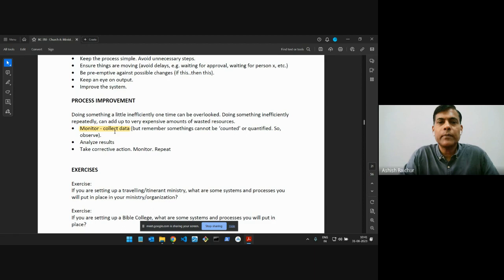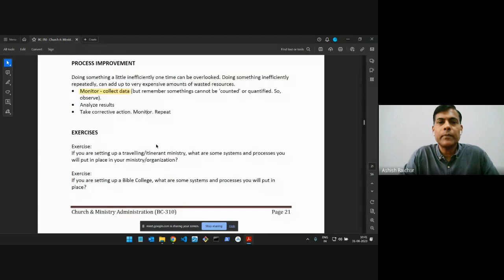Collect the data, look at the result, make the change. And sometimes the change may be the process, sometimes the change may be the person, because maybe the person is not doing the work that they're supposed to do, and then that has to be dealt with. And so we need to monitor and take action.